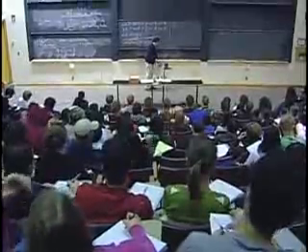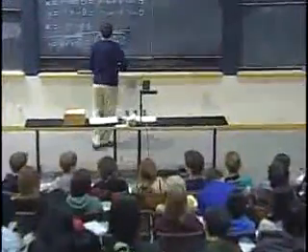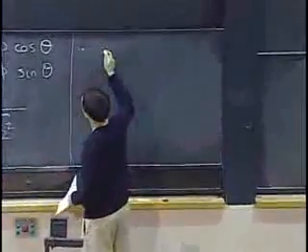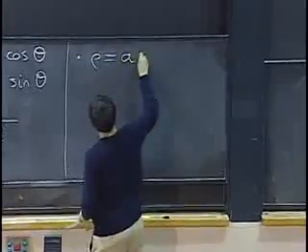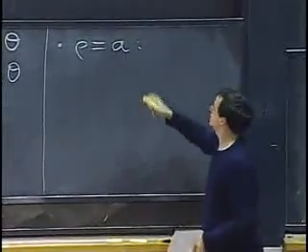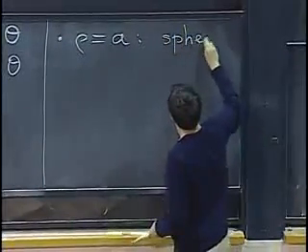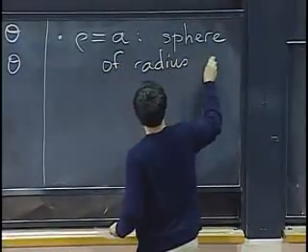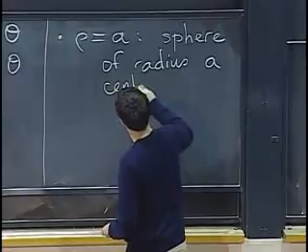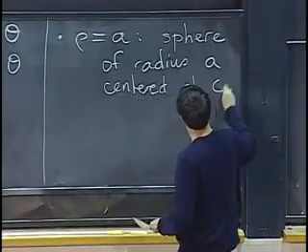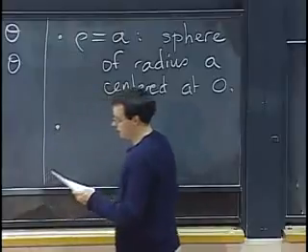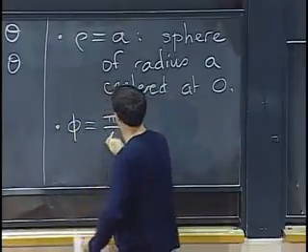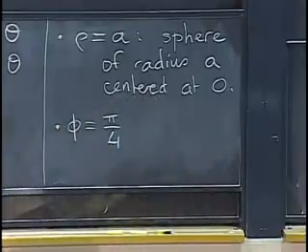Okay, so let's just look quickly at equations of certain things. So as I've said, if I set rho equals a, that will be just a sphere of radius a centered at the origin. More interesting things. Let's say I give you phi equals pi over 4. What do you think that looks like?